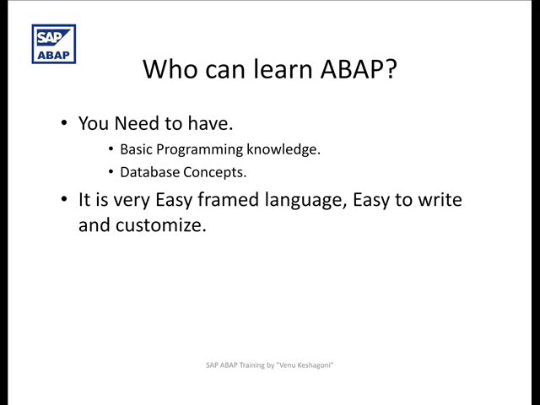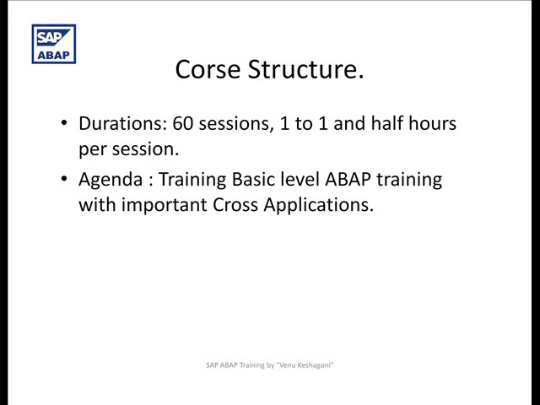Coming to the course structure, it is a 60-session course. Daily we will take a 1 to 1.5 hour session. This depends. In the beginning it will be 1 hour or 45 minutes, and as the days move on, it will increase to 1 to 1.5 hours. The agenda of our training is basic level ABAP training with cross applications, which I am going to explain. Any queries?